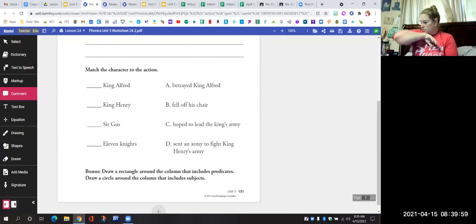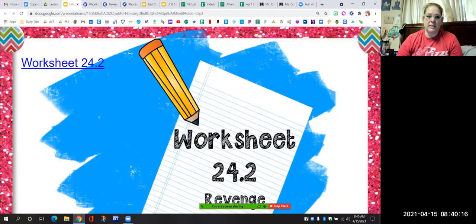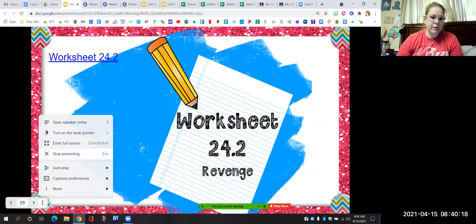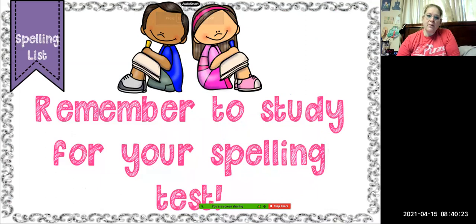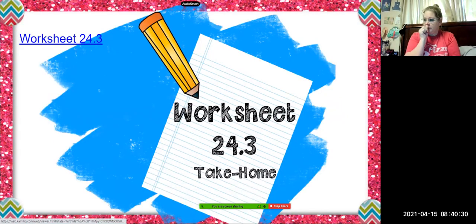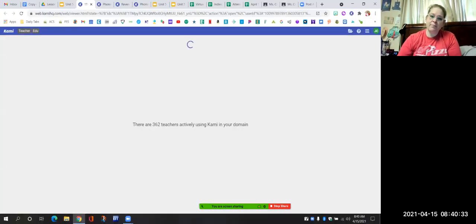And then on the bottom, it says bonus: draw a rectangle around the column that includes predicates and draw a circle around the column that includes subjects. Okay, so that is your work for today. So you have those 2 worksheets to work on, 24.1 and 24.2. Remember, tomorrow we have our version of the spelling test. And we have one more to do today.